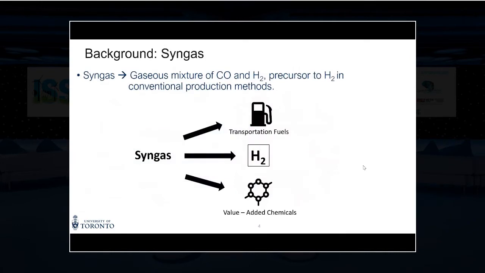In terms of syngas, syngas is typically used as a precursor to hydrogen in conventional production methods, and it consists of a gaseous mixture of carbon monoxide and hydrogen. So in addition to the use of syngas to produce purified hydrogen, it can also be used directly to produce such things as transportation fuels and value-added chemicals.